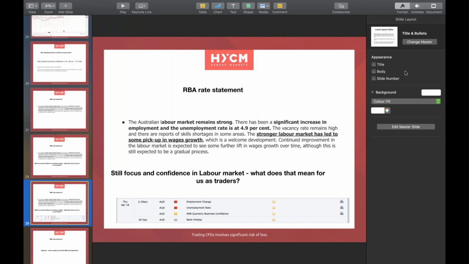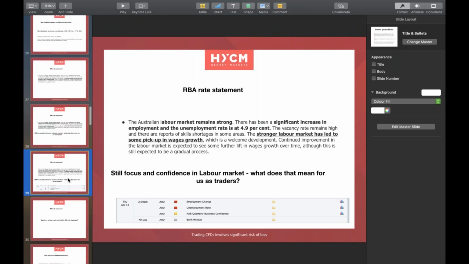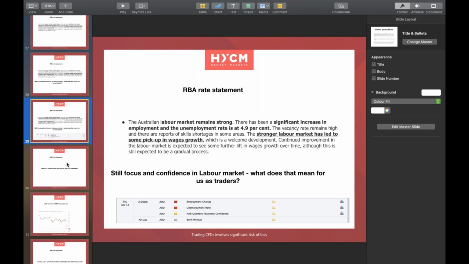Because what they've been focusing on, the strong labour market, seems to be under pressure or seems to have gone. So what we're looking for in the rate statements is clues as to where the future direction of the currency is going. Okay, and this was the RBA rate statement.